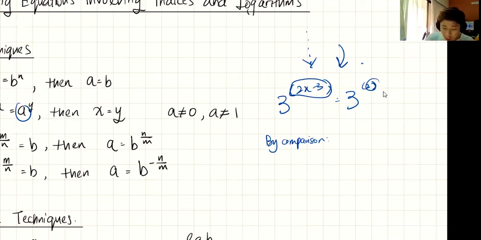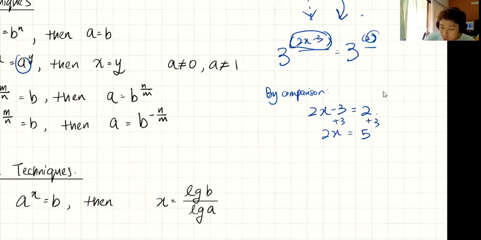All right, so coming back to the question, I can compare: 2x minus 3 equals 2, correct? What I do to the left is add 3, and I do to the right, add 3. So on the left, negative 3 plus 3 gives 0, leaving 2x. On the right, you add 3, so you get 5. Then you divide by 2 and you divide by 2. You get x equals 5 over 2.